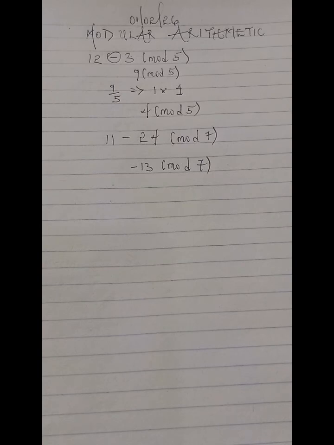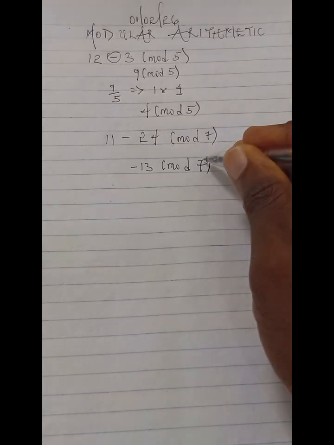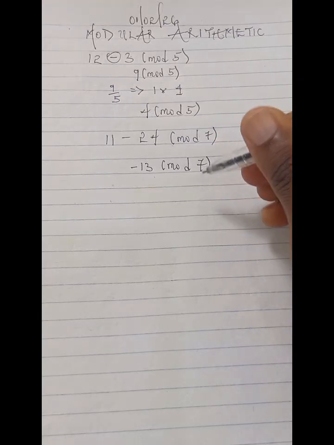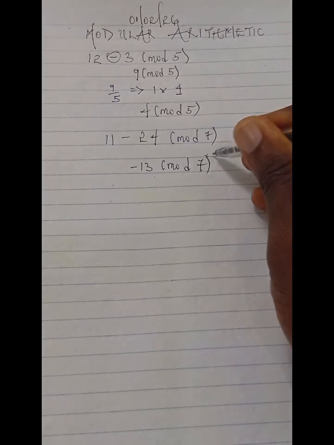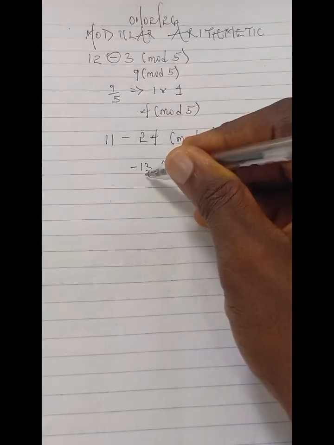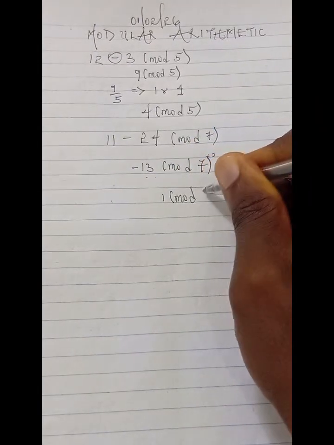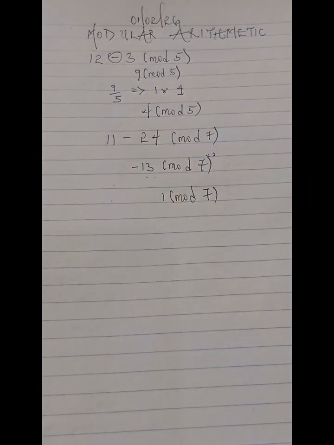So what do we simply do when we have a negative? This is what we'll do. We check, if 7 subtract 13, am I going to have a positive answer? No. I'll multiply this 7 now by 2, getting 14. Now, 14 minus 13, that's going to give me 1. 1 mod 7. Very simple. And that's the answer to that.